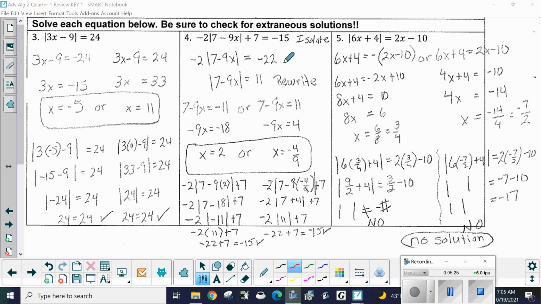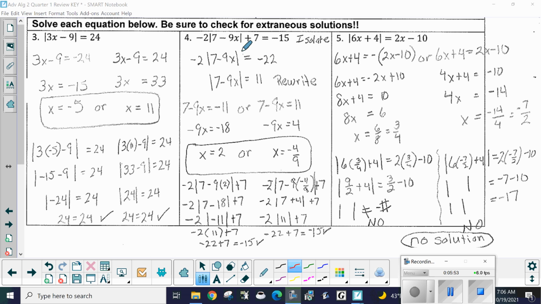Number 4 is an example where you have to isolate. And remember, you isolate the same way you do any kind of solving. You basically do the reverse of the order of operations. So I have -2 times my absolute value plus 7 equals a value. So my first step will be to subtract 7 from both sides. Subtracting 7 from both sides will give me -2 times the absolute value is equal to -22.